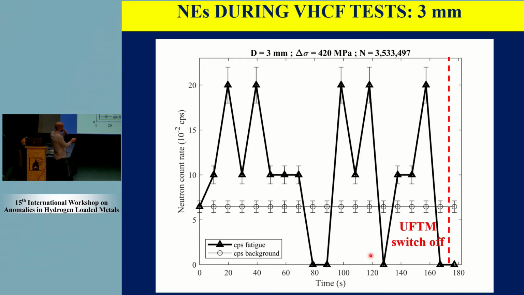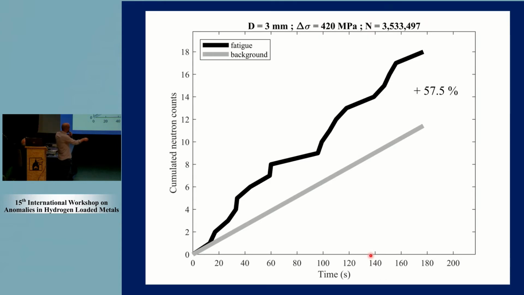Now, here you can see the count rate for the smallest specimen, 3 millimeters, which was subjected to a stress range of 420 megapascal. Of course, before the fatigue tests, background measurements were performed for more or less two hours, and with this circle, you can see the background level, which was equal to 6 × 10⁻² CPS. About these results, you can see these five different peaks, and this value is more or less four times the background. And in terms of cumulative neutron emissions, at the end of the test, an increment equal to 57.5% was found with respect to the natural background level.